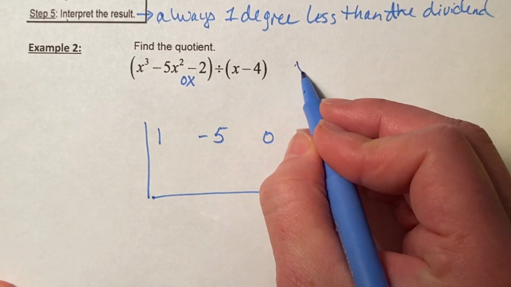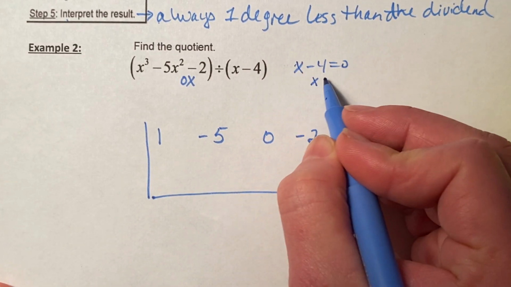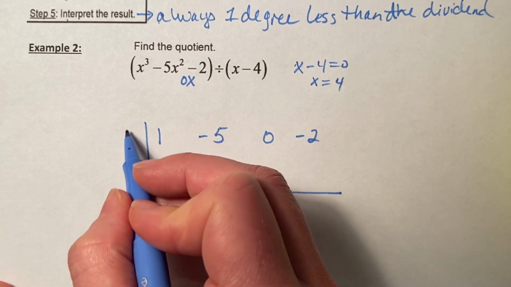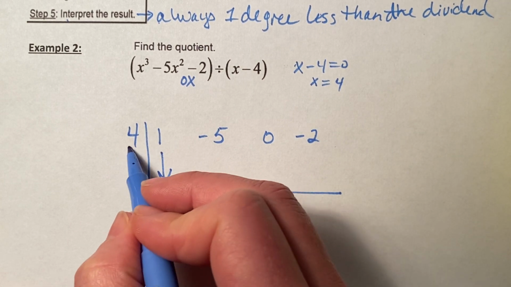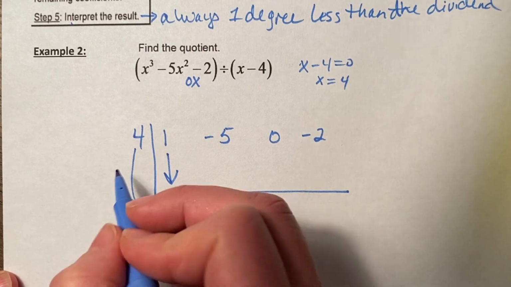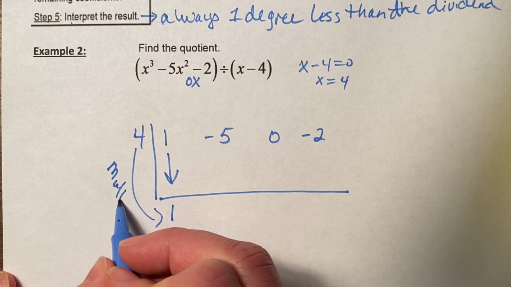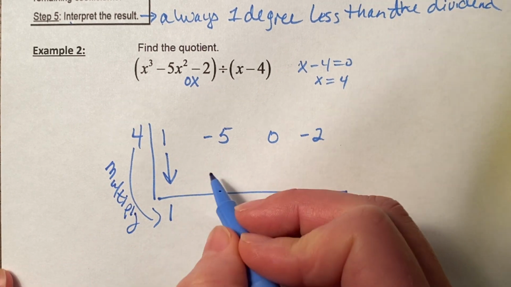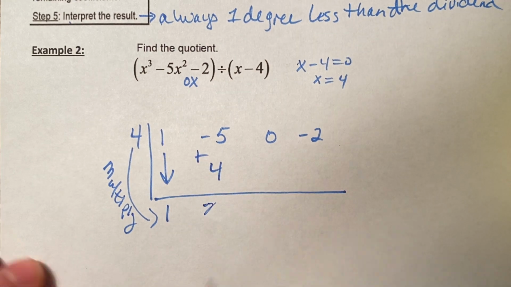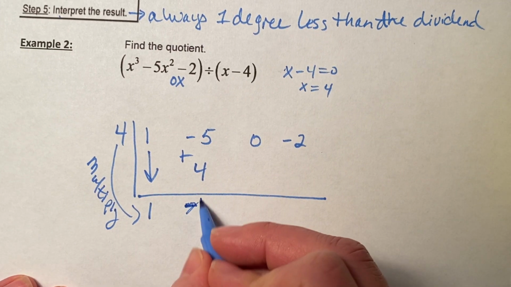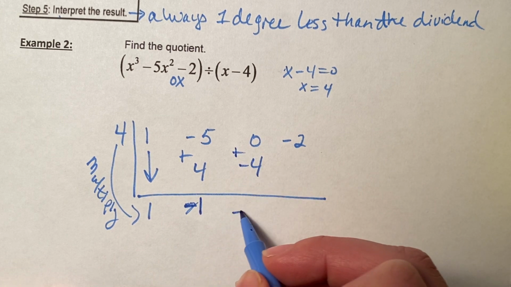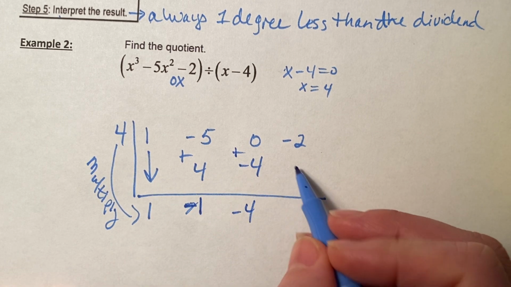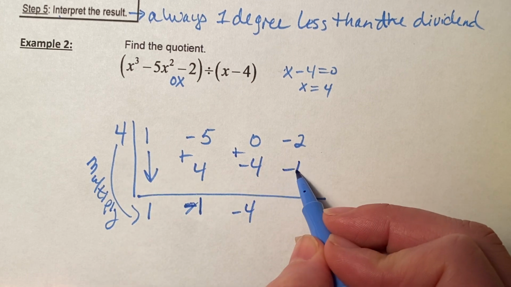Again, we have x minus 4. So we want to use 4 when we are dividing, and we follow the steps. We bring down the first term, and then we multiply. Add. Multiply. Add, multiply.